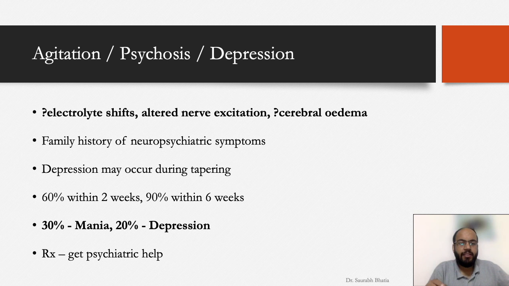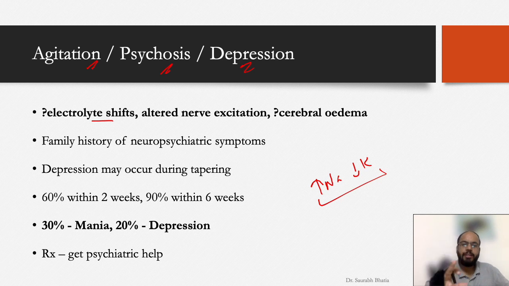Now, psychiatric side effects of steroids. These include agitation, psychosis, and depression. And majorly it is because of electrolyte shift. Remember that increased steroids have increased sodium, decreased potassium, and because of this, changes of electrolytes can lead to different psychiatric symptoms. Additionally, altered nerve excitation and cerebral edema can also lead to this kind of psychiatric disturbances.